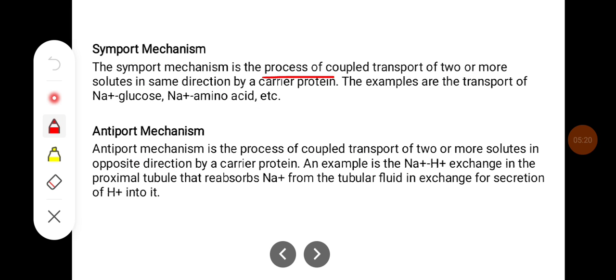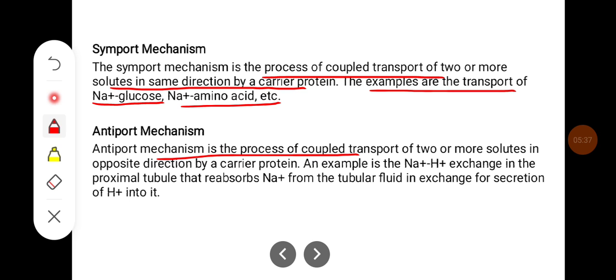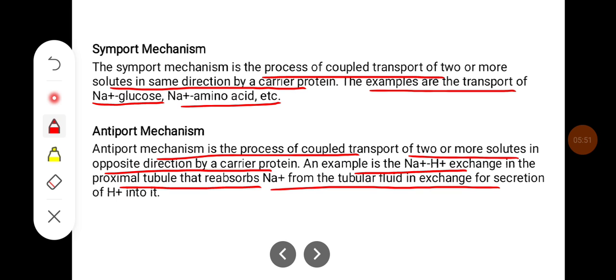Symport mechanism is the process of coupled transport of two or more solutes in the same direction by a carrier protein. Examples are the transport of sodium and glucose, sodium and amino acids. The antiport mechanism is the process of coupled transport of two or more solutes in the opposite direction by a carrier protein. An example is sodium hydrogen exchange in the proximal tubule that reabsorbs sodium from the tubular fluid in exchange for secretion of H plus into it.